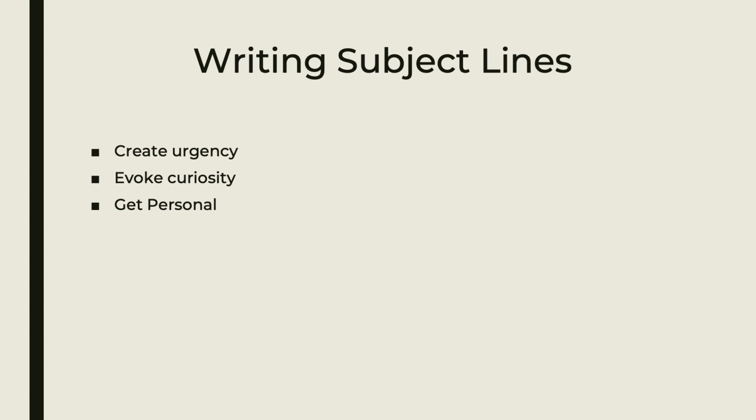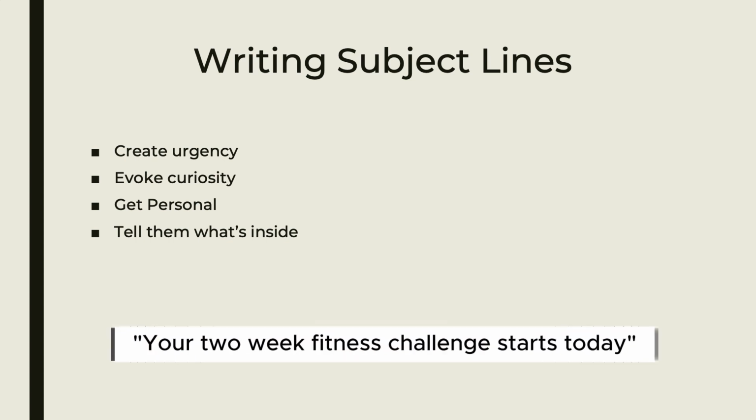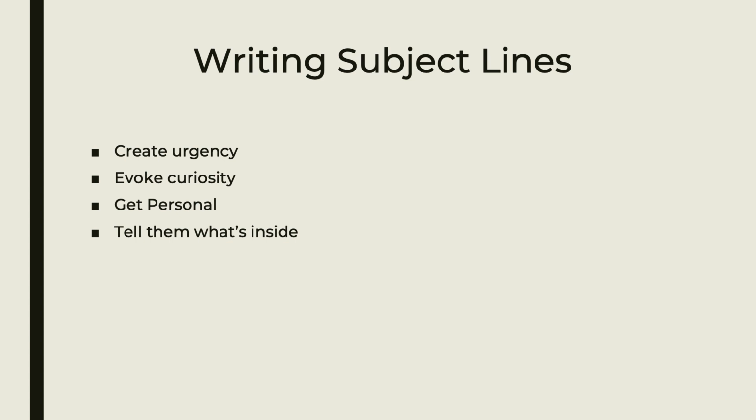Next is tell them what's inside. Just get straight to the point, all right? Sometimes being straightforward with your subscribers does a really good job. People's inboxes are filled with hundreds and thousands of emails, all fighting for their attention. So it's best to just get straight to the point and tell them what to expect inside the email. This is more important if you're sending them a product or information that's essential to the customer's experience. So for example, "Your 2-week fitness challenge starts today." That's an example of just being straightforward.